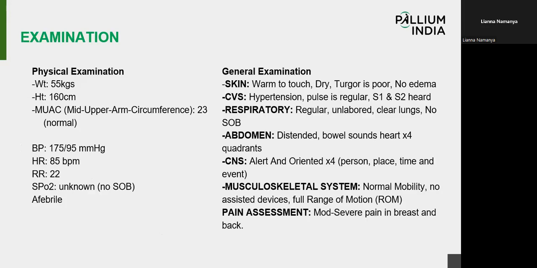When she was enrolled, this was her physical exam and vitals. Her weight is 55 kilos. She's 160 centimeters tall. I don't know if you check this in India, but we like to check the MUAC. It's the mid upper arm circumference, which was 23. So it's normal. She's in the green range.